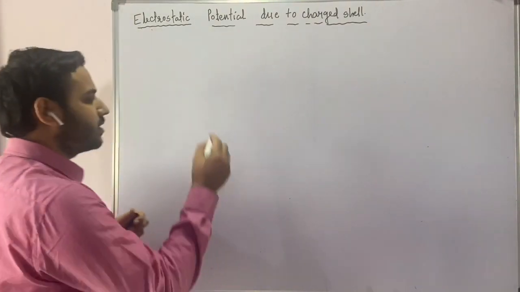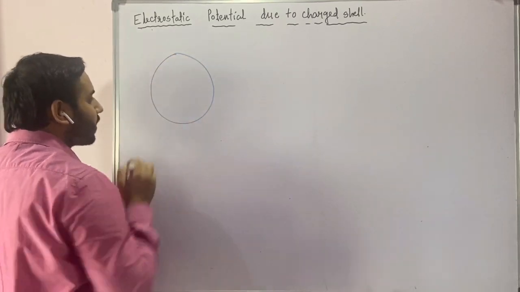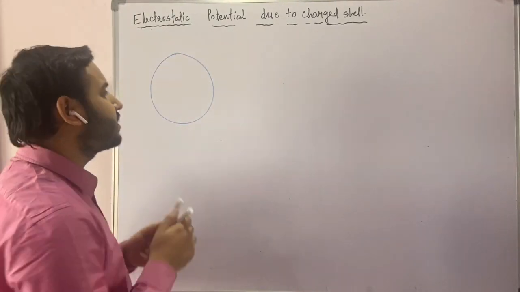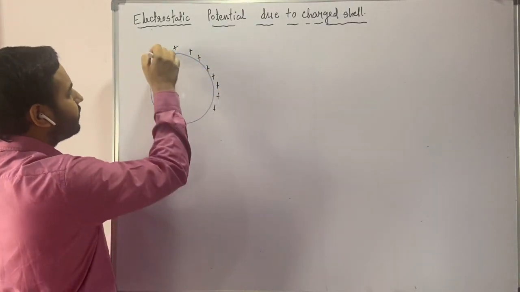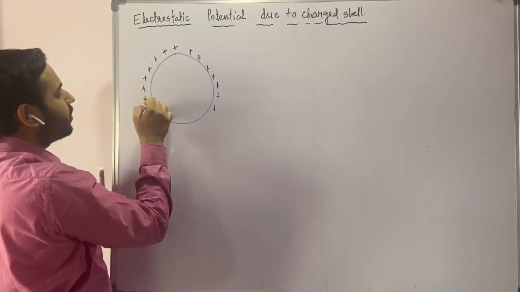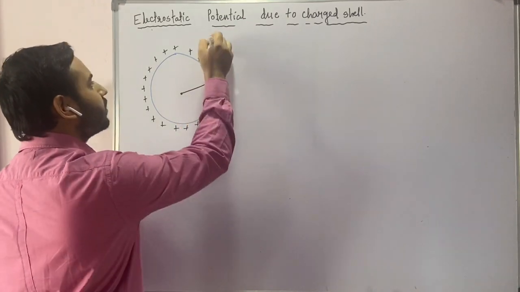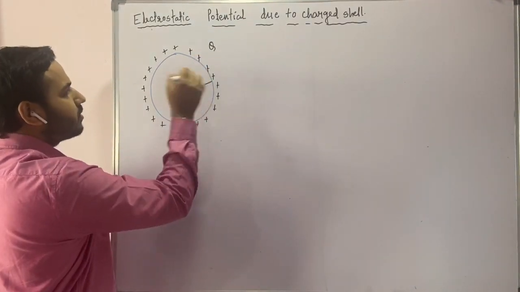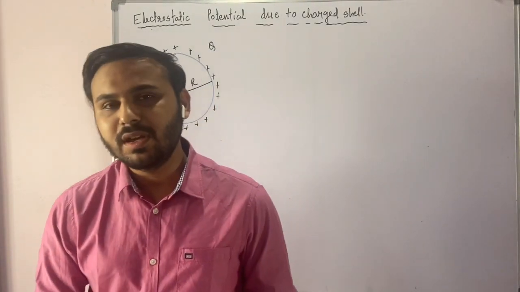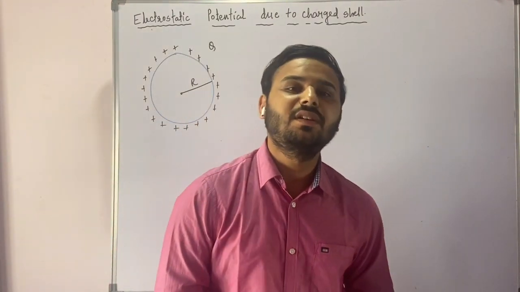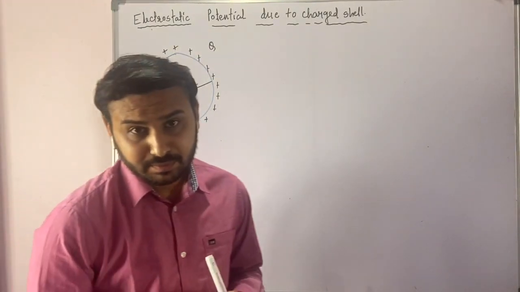You must know that if you consider a shell, then charge is equally distributed over the surface. Suppose Q charge is there and the radius of the shell is R. You can consider a shell or a conducting sphere. In both cases, charge is on the surface only. Charge is not within the material. It's a hollow surface. Now, what is the electric field inside the shell?